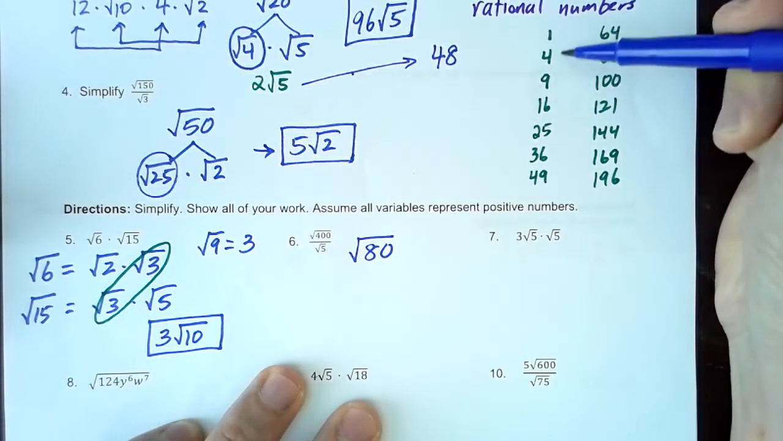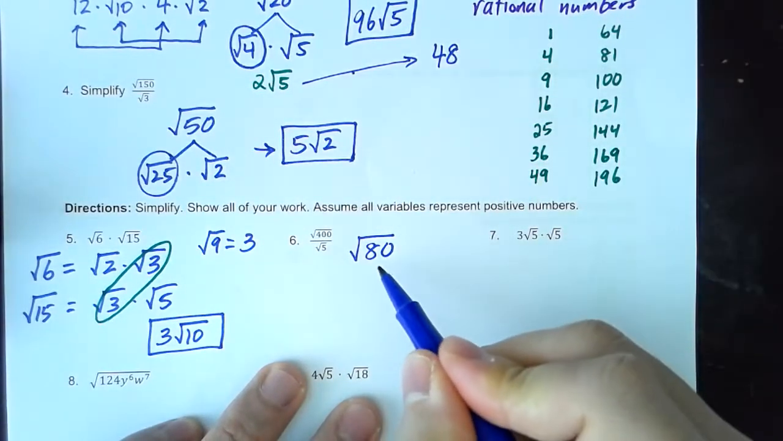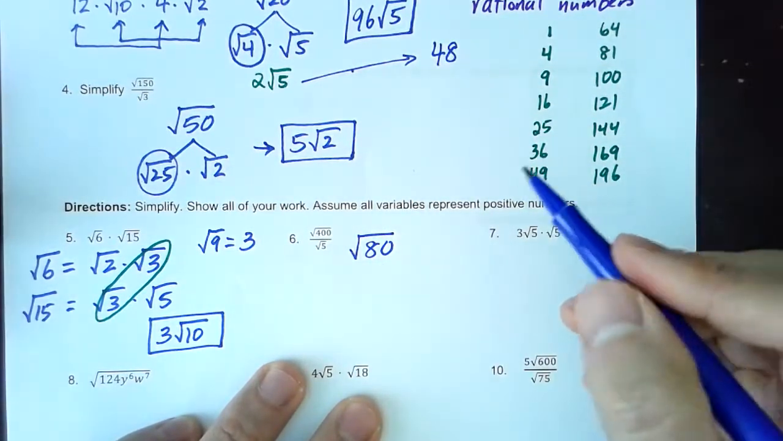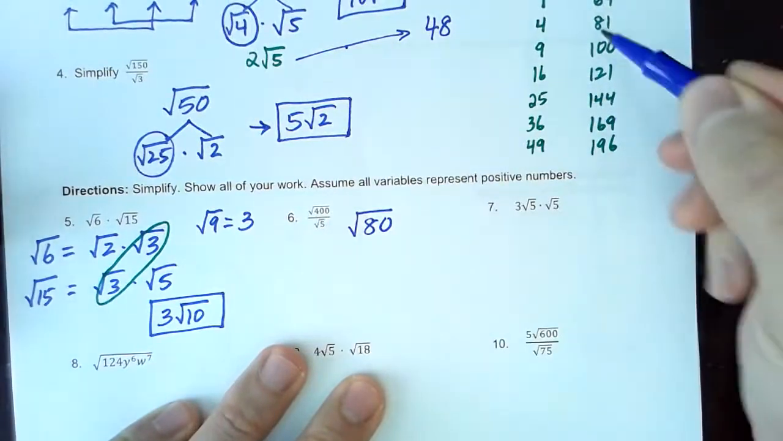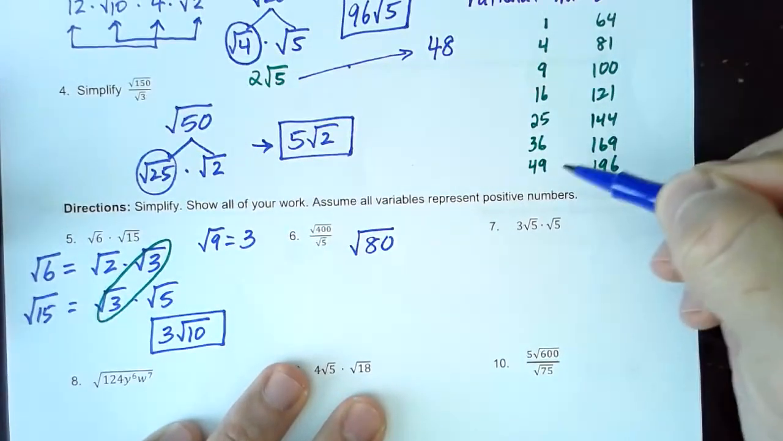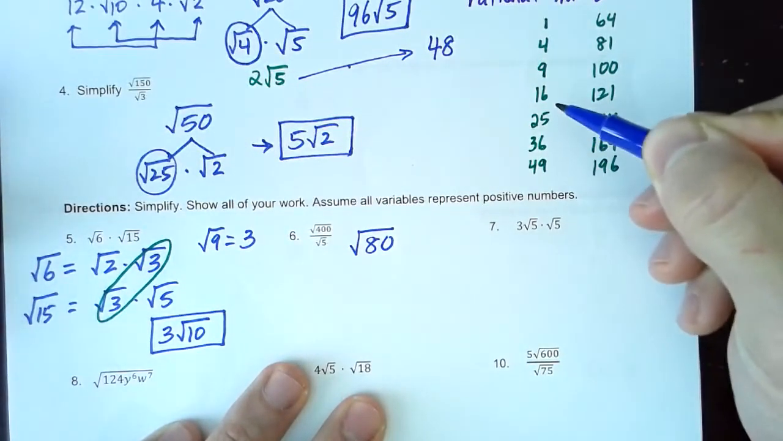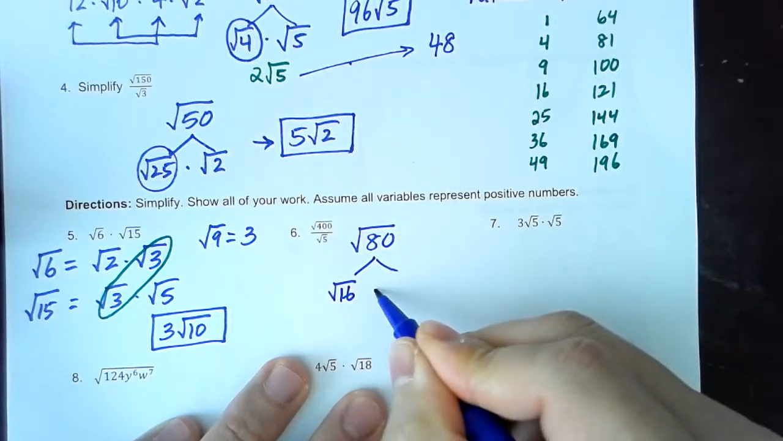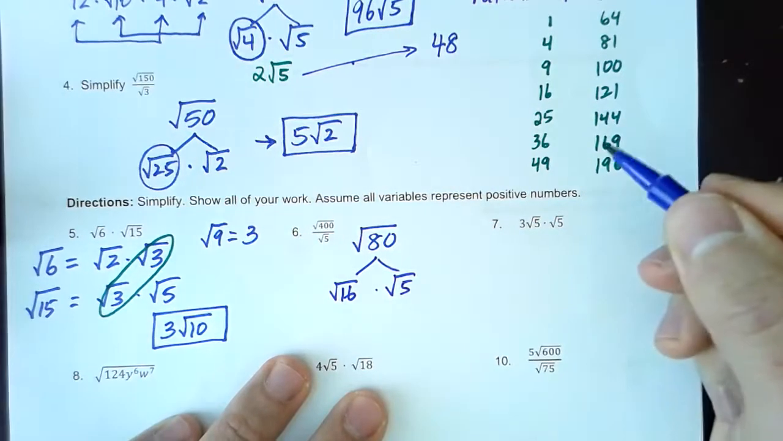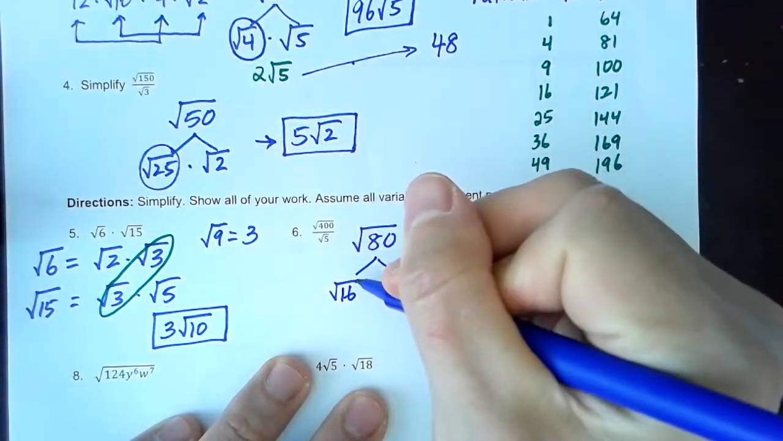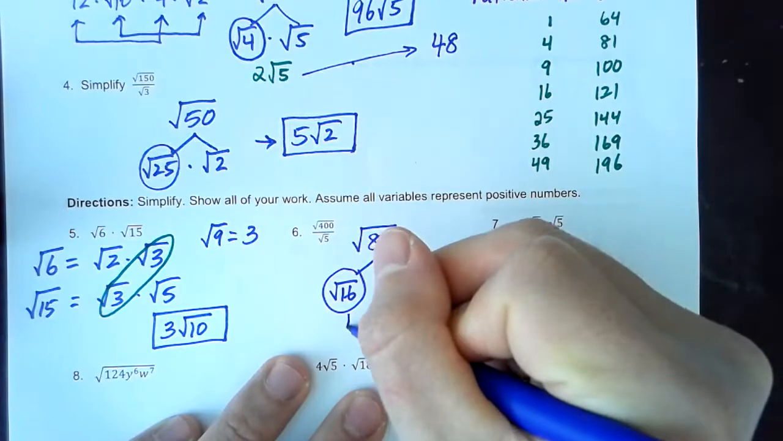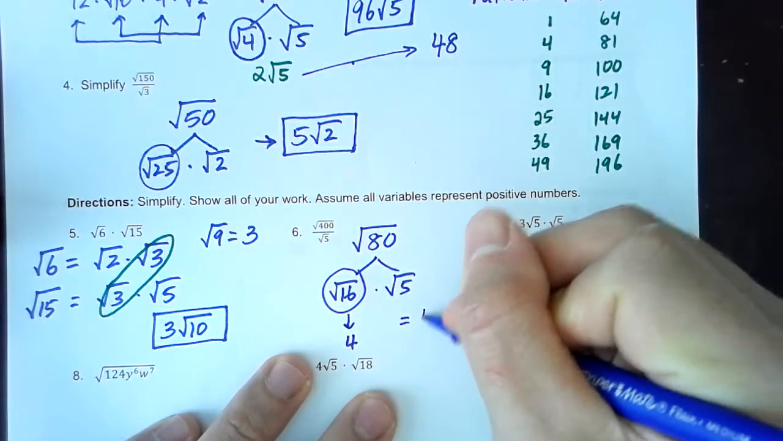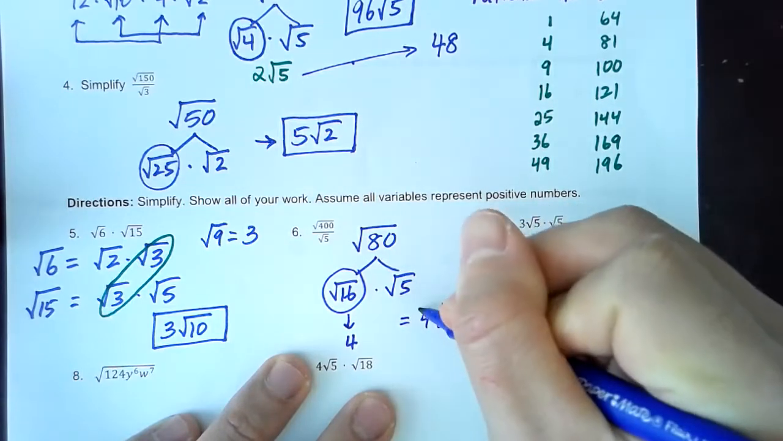You could have used 4 as well, but 4 actually would lead you down a route that is more time intensive and requires more steps. So that's why you want to go from the highest possible, and you always want to go in descending order, right? This becomes the square root of 16 times the square root of 5. And I know that the square root of 16 is simply 4. So my final answer is going to be 4 root 5.